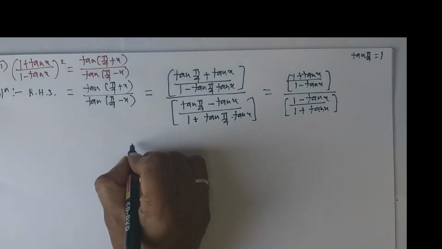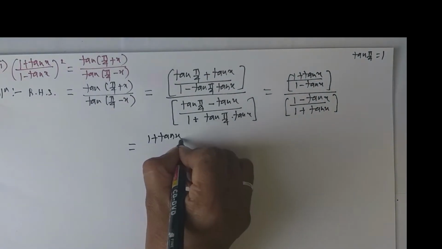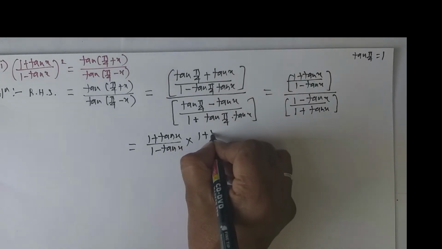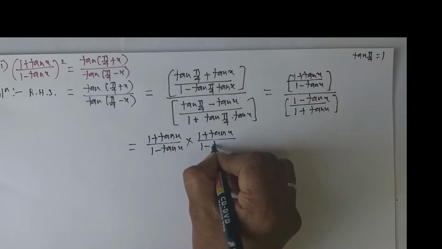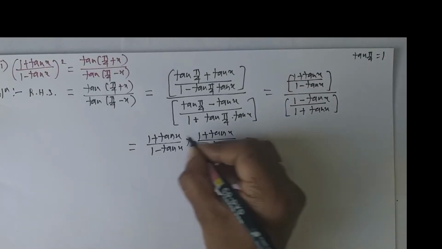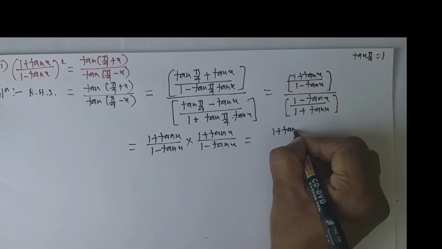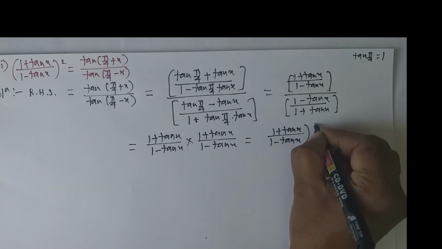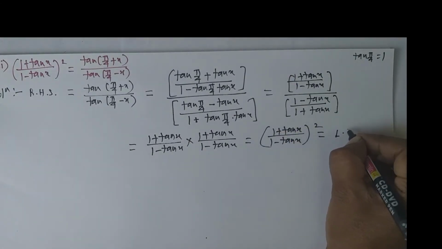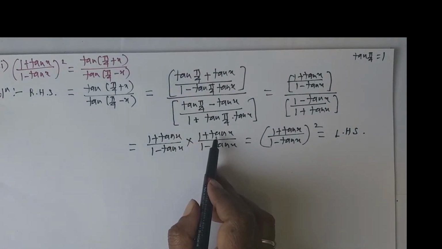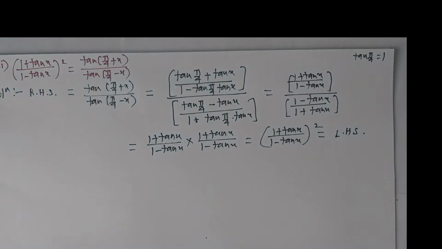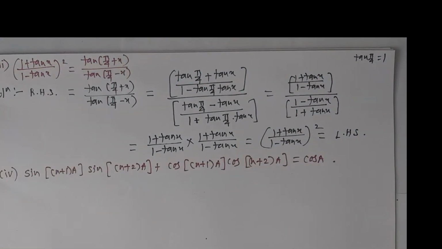Now simplify this. (1 plus tan x) divided by (1 minus tan x), and this is nothing but 1 plus tan x coming 2 times in the numerator, and 1 minus tan x coming 2 times in the denominator. Therefore take the square, and this equals the left hand side. Okay. Now what is the next problem?